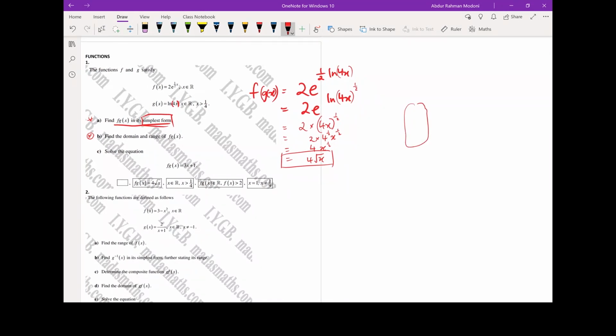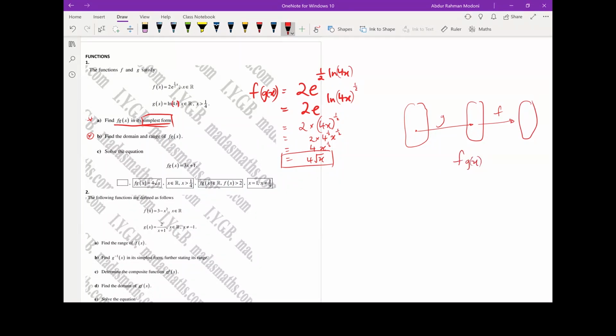You've got the function g being applied first, which, given a certain input, will give a certain output. And then that output of g of x becomes the input to the function f. And this is our function fg of x.